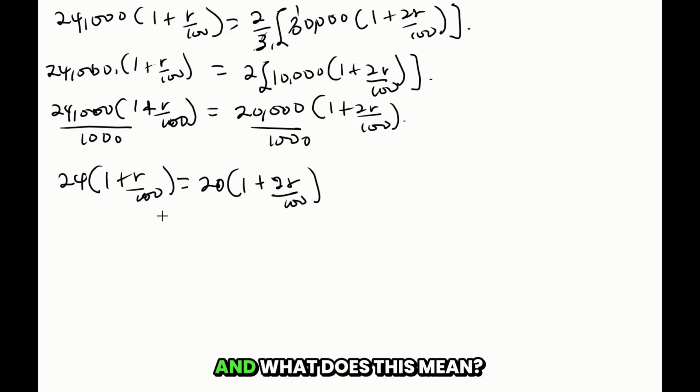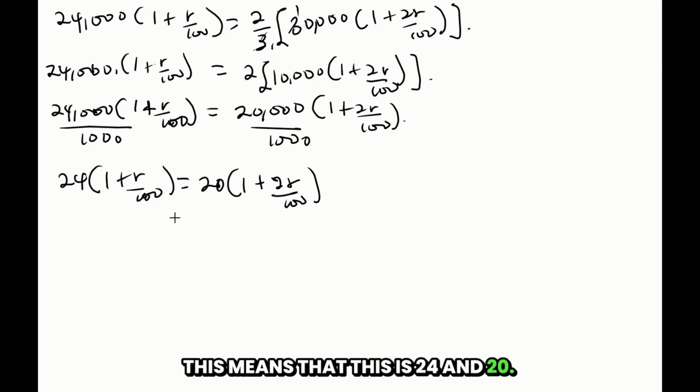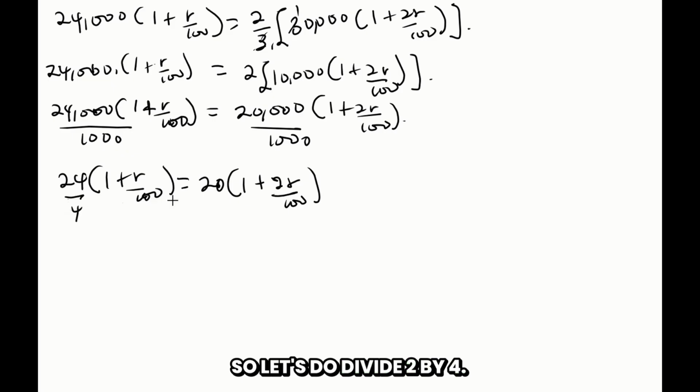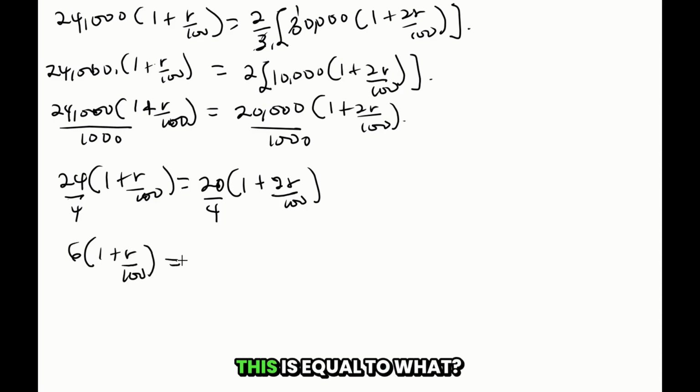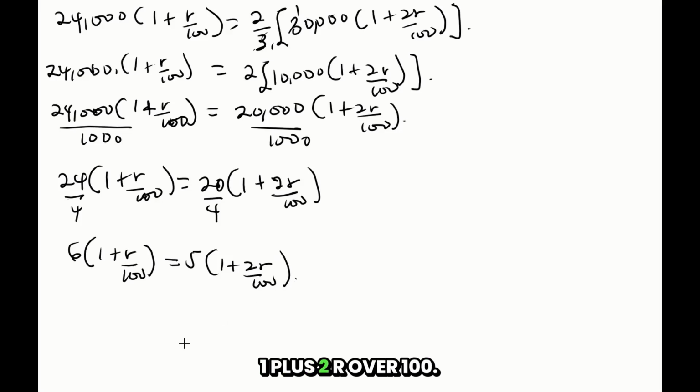And what does this mean? This is 24 and 20. We can still cancel out, and here 4 can cancel both sides. So let's still divide through by 4. 4 into 24 is 6 times. So 6 into bracket 1 plus R over 100 is equal to, 4 into 20 is 5 times, 5 into bracket 1 plus 2R over 100.